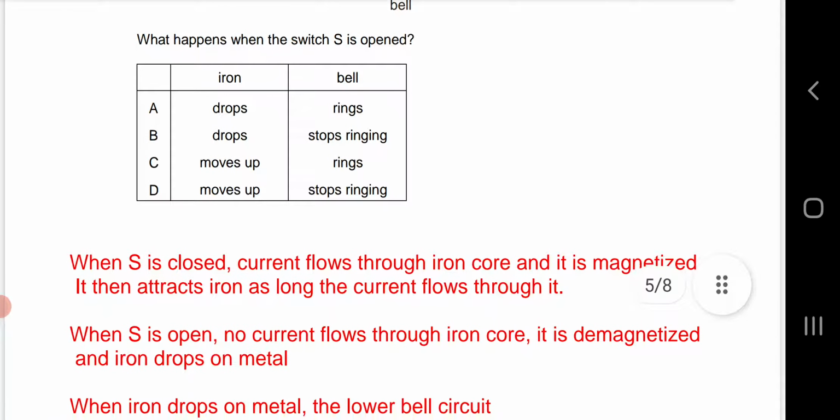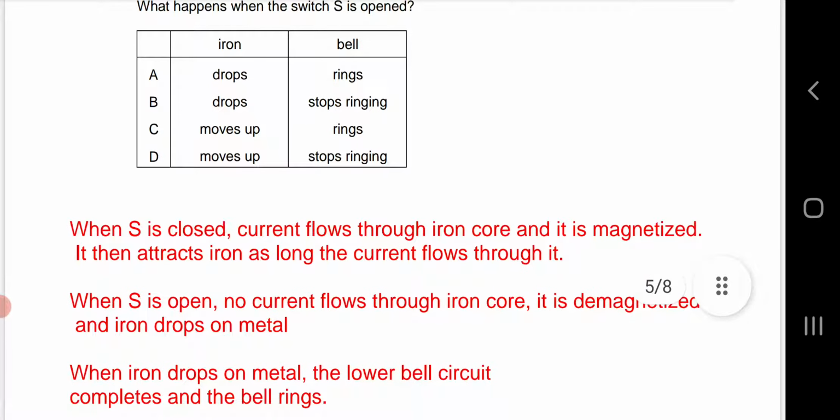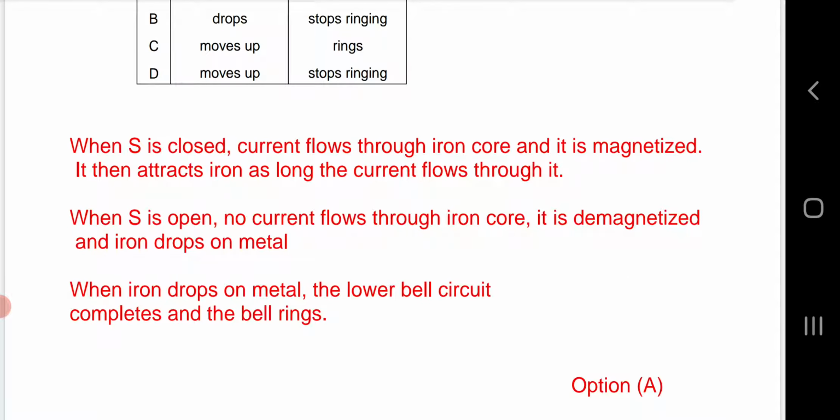A written explanation is also here, so I can read it for you. When S is closed, current flows through iron core and the iron core is magnetized. It then attracts iron as long as the current flows through it. When S is open, no current flows through iron core and it is demagnetized. And in this case, the iron drops on metal. When iron drops on metal, the bell in the lower circuit will ring because the circuit is complete.